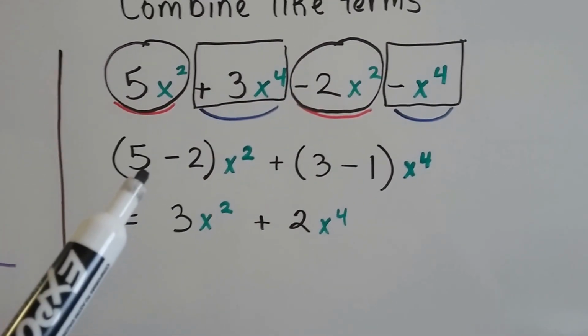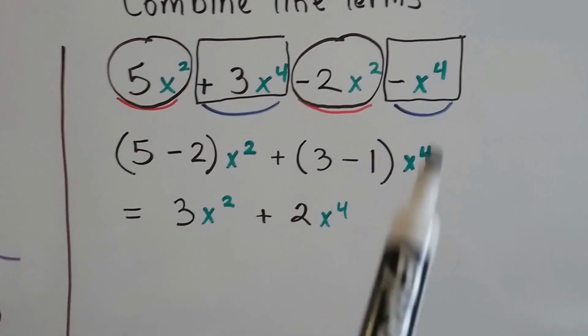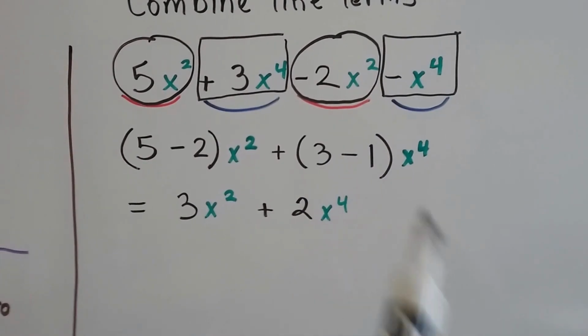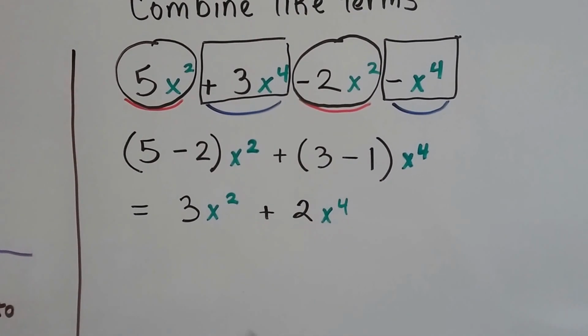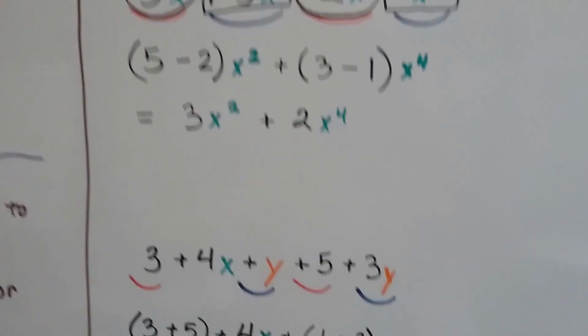So you put the circles together. We have 5 minus 2 times x squared. And remember, there's an invisible 1 in front of there for a coefficient. So we've got 3 minus 1 times x to the 4th, see? That gives us 3x squared plus 2x to the 4th.